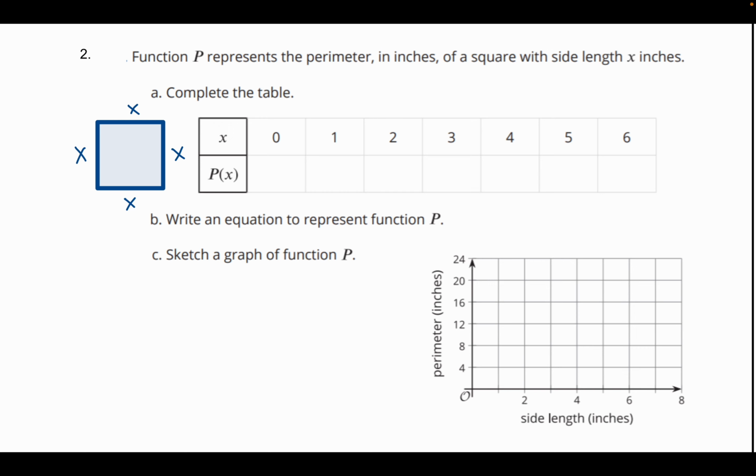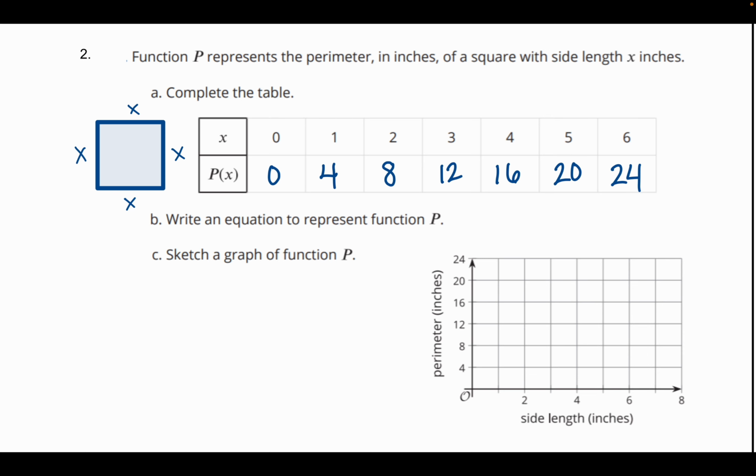So if each side is 0, the function value is going to be 0, and that square wouldn't actually even exist. If each side was 1, I'm going to have 4, because I would have 1, 1, 1, and 1. Add it all up would make 4. If it was 2, and we add all those up, we would get 8. And if it was 3, we would add them all up and get 12. And if it's 4, we'd add them all up and get 16. And 5, we would add them all up and get 20. And for 6, we would add them all up and get 24.